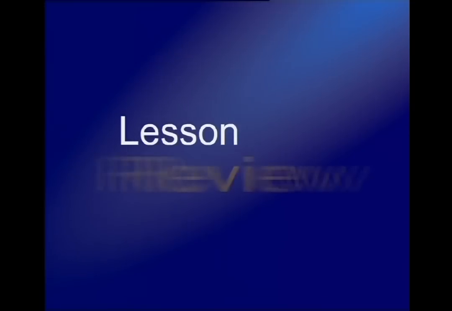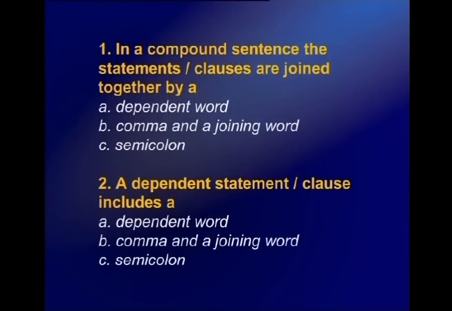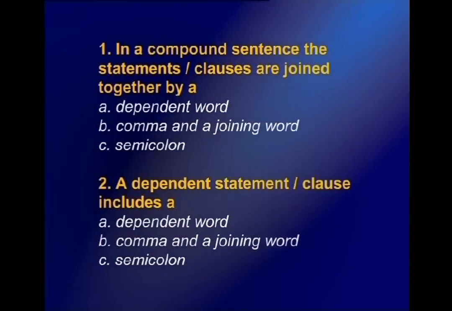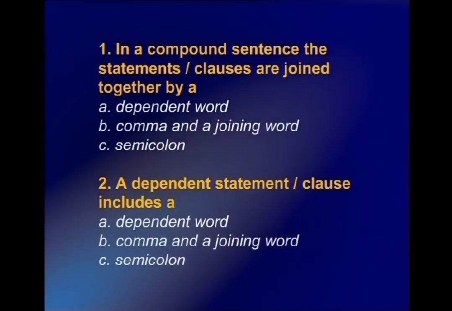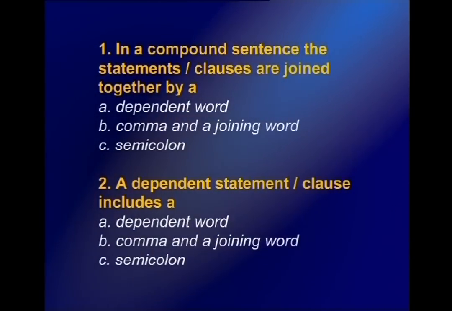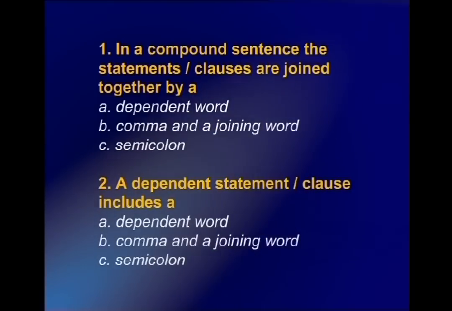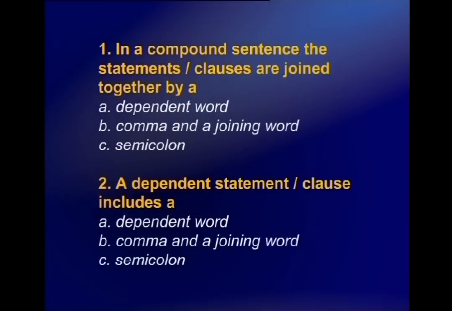Now let us recap what we have learned in today's lesson. A number of statements are given to you. You have to choose the correct one. This is a simple test for you. In a compound sentence, the statements, clauses are joined together by, and you are given three choices. Which one is the correct one? Just go over the lecture. We said in a compound sentence, the statements are joined together by a dependent word, a comma and a joining word, or a semicolon. The correct answer is B.